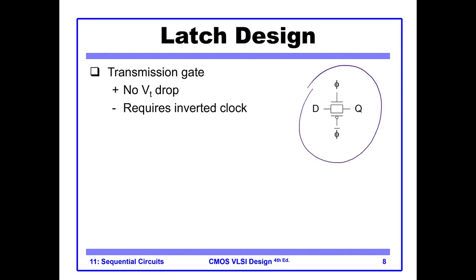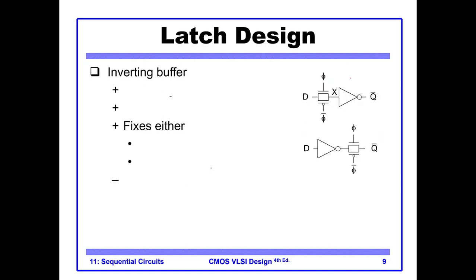The next design uses the transmission gate. Again, there is no voltage drop because zero is passed by NMOS and 1 is passed by PMOS, but it requires inverted and non-inverted clocks.